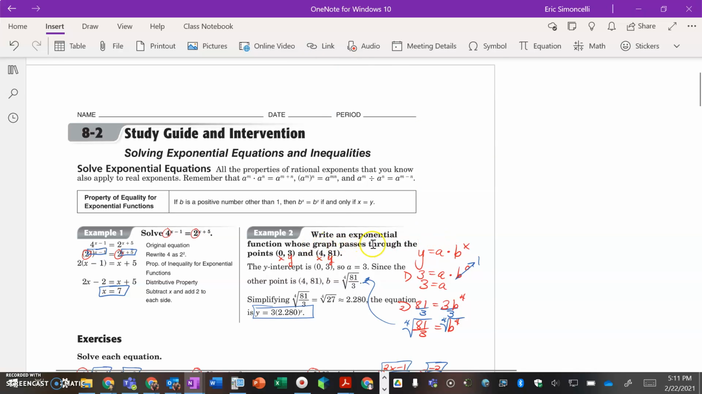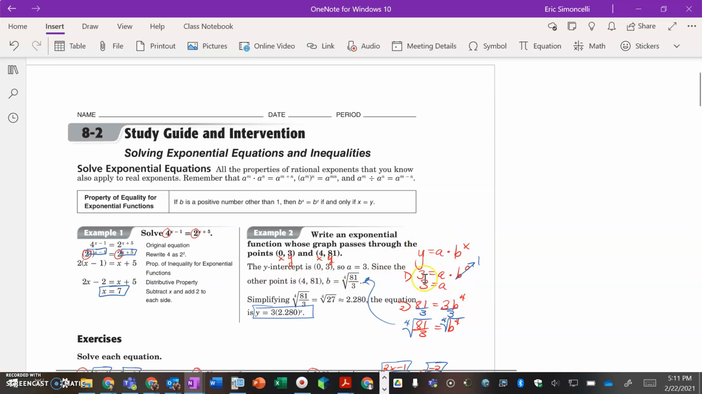Example 2: write an exponential function whose graph passes through the points (0, 3) and (4, 81). I've denoted x, y here as well as x, y there. The y-intercept is (0, 3), and that's fantastic in the context of easily being able to find the other values. I'll give you the first equation as such, or highlight it, where y equals a times b to the x. Note that this is the original general form to relate to.